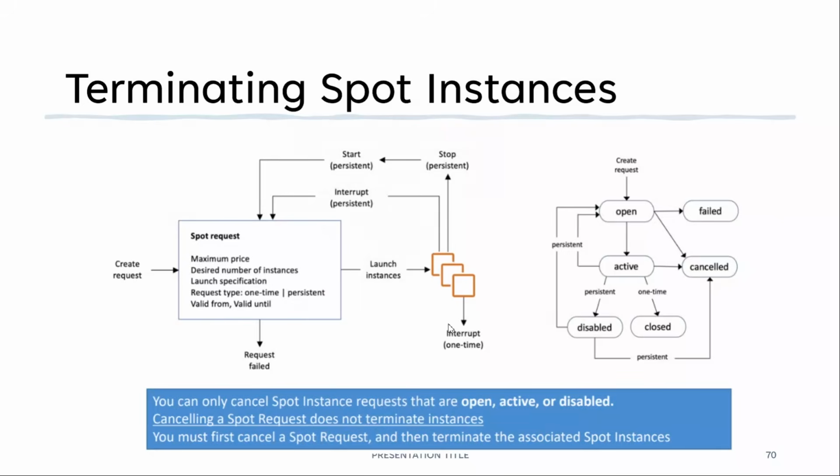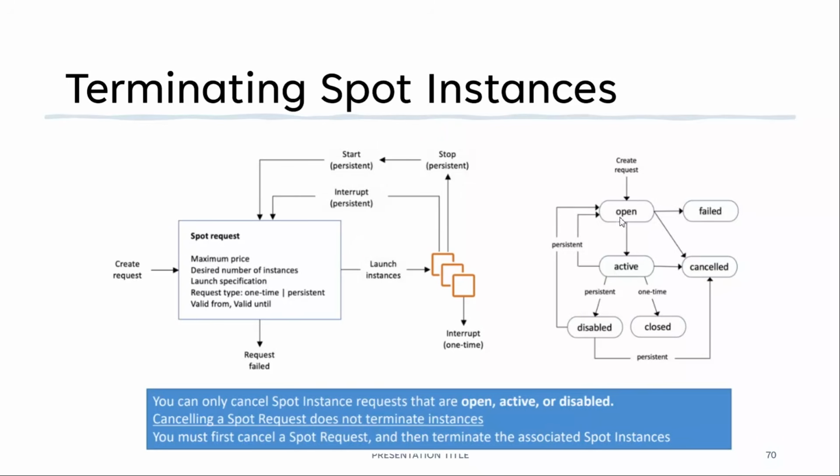It will keep on requesting for those instances. But if you have a one-time spot request, then it will only request one time, and if it is interrupted, then it is gone. The spot instances will not be requested anymore. Keep one thing in mind: you can only cancel spot instance requests that are open, active or disabled.